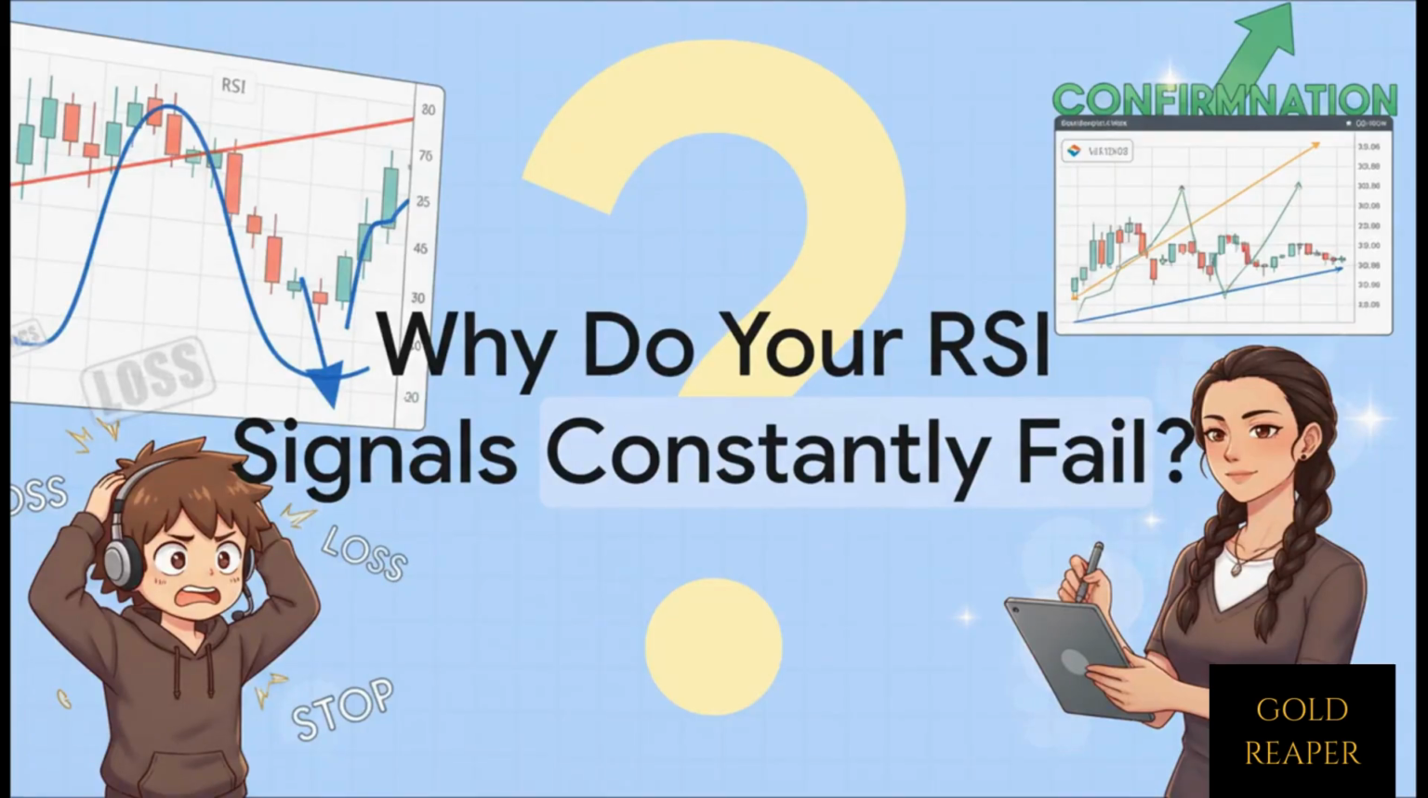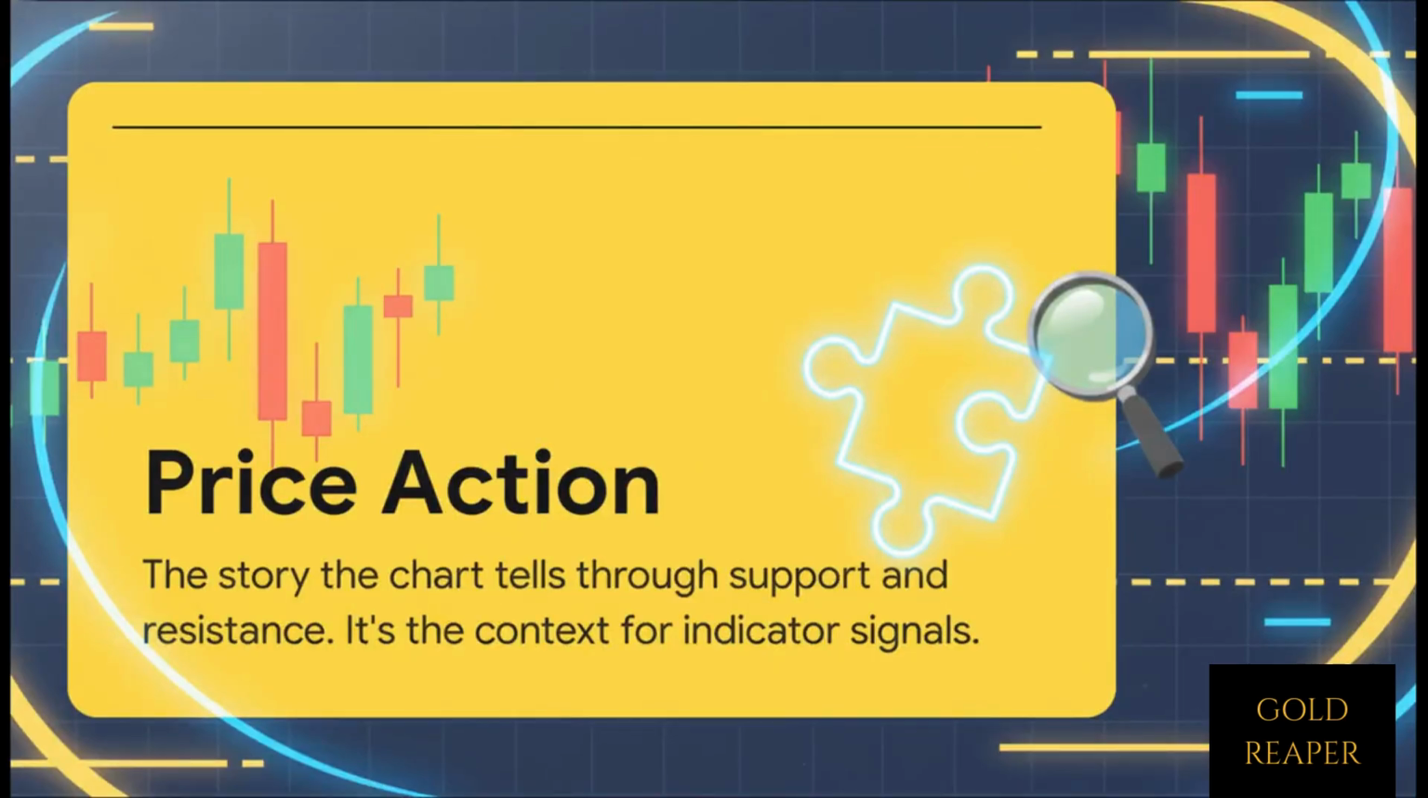Why does this happen so often? You see the RSI cross a key level, like 60. You think, this is it, time to buy. And the market just does the exact opposite. It's a really common and frankly expensive experience that makes a lot of traders wonder if the indicator is even reliable at all.